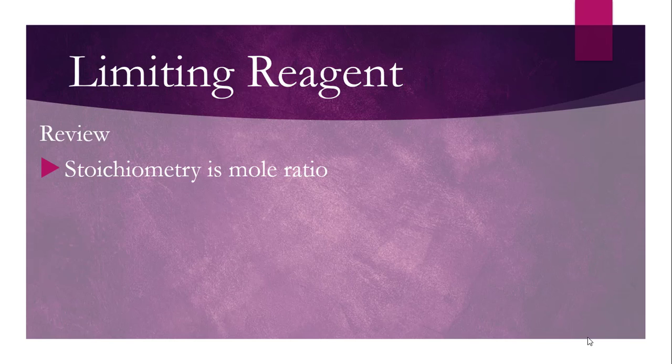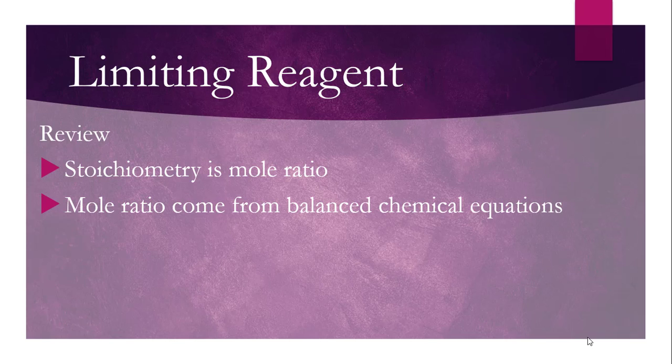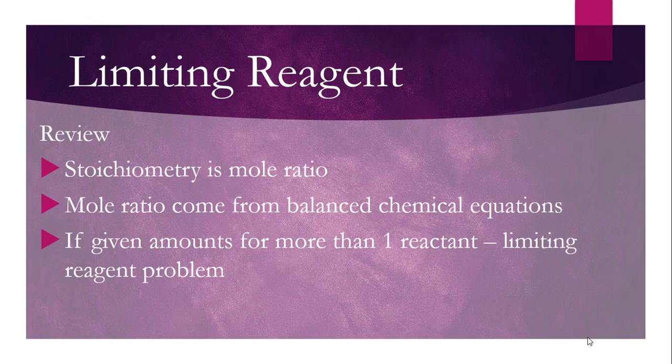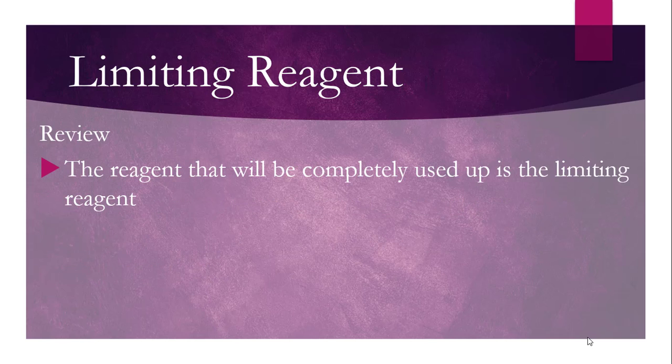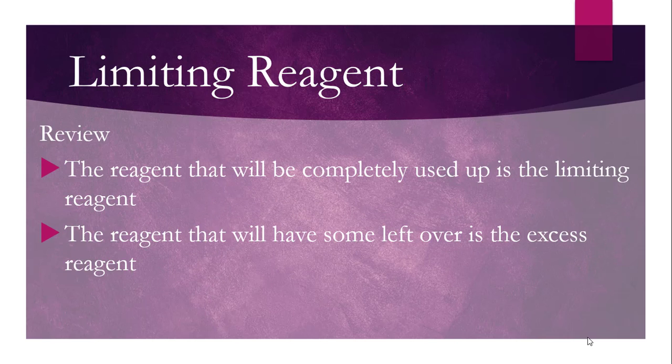So to review, stoichiometry, mole ratios. It can't be stressed enough. Mole ratios come from balanced chemical equations. If you are given amounts for more than one reactant, you now have a limiting reagent problem. The reagent that will be completely used up is called the limiting reagent. The reagent that will have some left over is the excess reagent. And this is a dichotomous relationship. If you have a limiting reagent, then the other must be excess and vice versa.